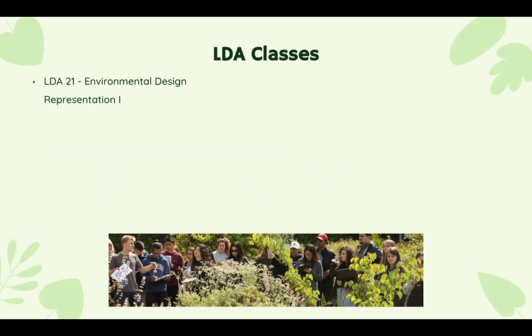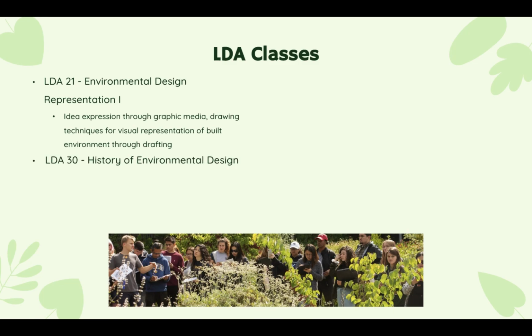Students will also take LDA 21, Landscape Representation 1. This course teaches students how to draw like a landscape architect, including the standards of drawing techniques in plan view, perspective, and in section. LDA 30 is taken next. It's the History of Environmental Design class.